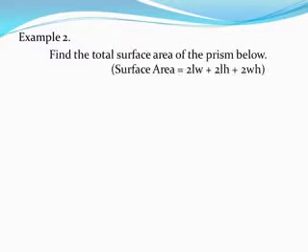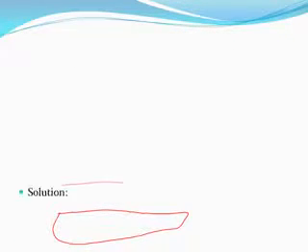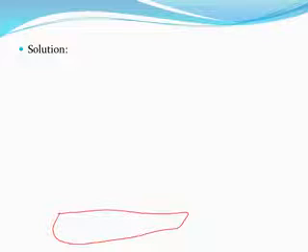Find the total surface area of the prism below. Okay, we have here our prism. Take note that the surface area of the prism is 2 times length times width plus 2 times length times height plus 2 times width times height. Okay, don't forget to write solution.